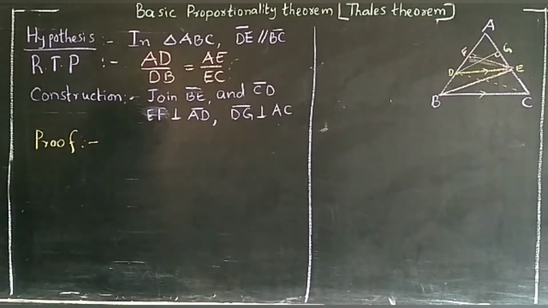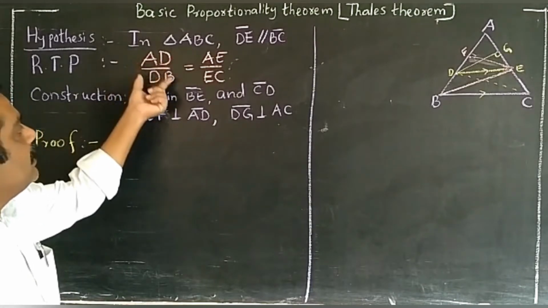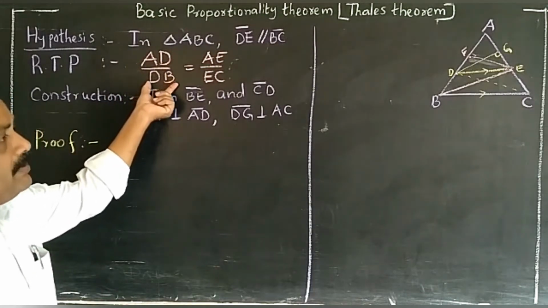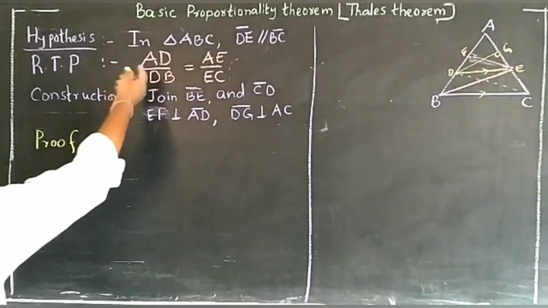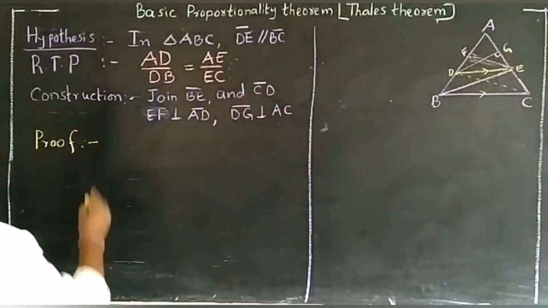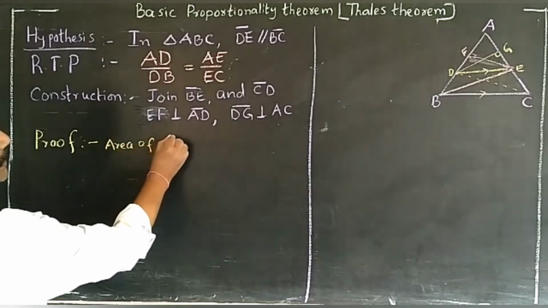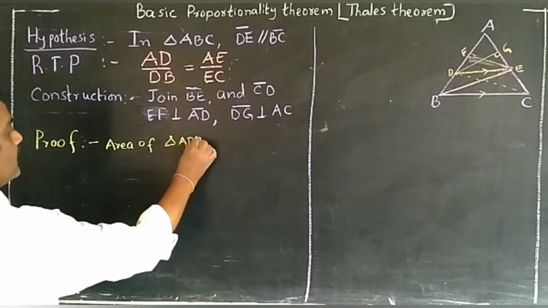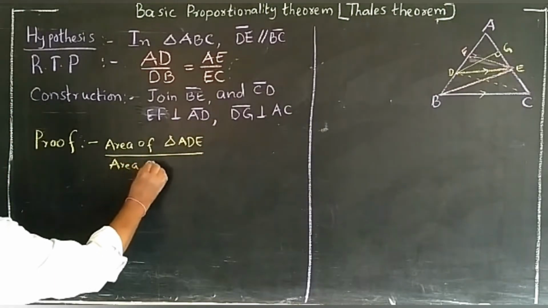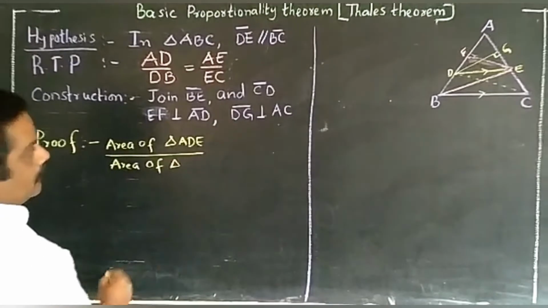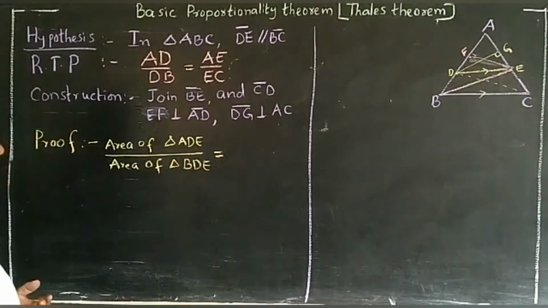See carefully, children. First, the triangle which is on base AD by the triangle which is on base DB. I am going to check these areas. So on AD base, the triangle is ADE, means area of triangle ADE by area of triangle BDE. These two triangles I am going to compare the areas.